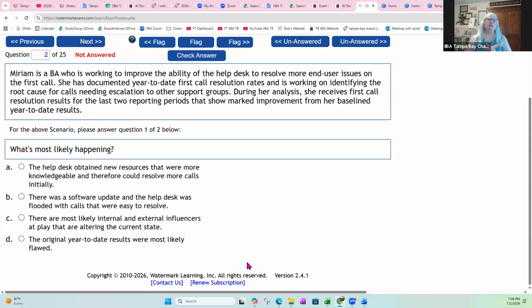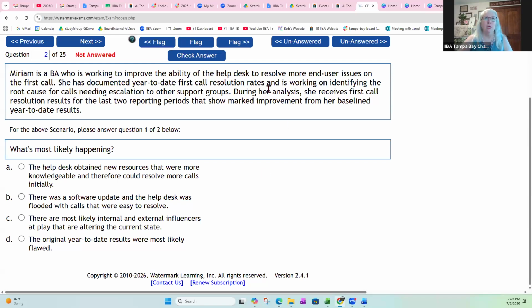Miriam is a BA who is working to improve the ability of the help desk to resolve more end user issues on the first call. She has documented year-to-date first call resolution rates and is working on identifying the root cause for calls needing escalation to other support groups. During her analysis, she receives first call resolution results for the last 2 reporting periods that show marked improvement from her baseline year-to-date results. What is most likely happening?